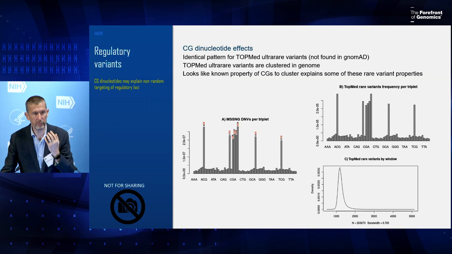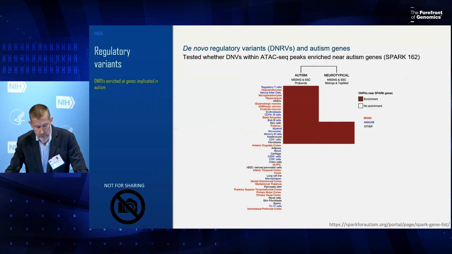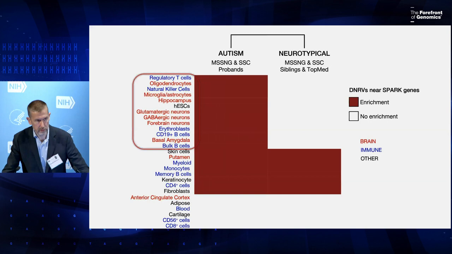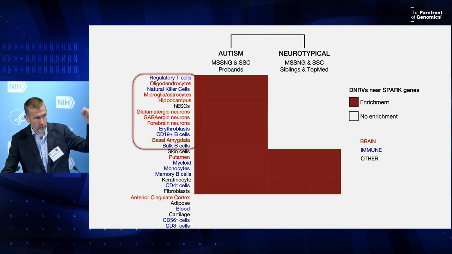So we then asked the question, when these events occur, what do the genes nearby look like? And there are about 162 genes that the SPARK folks have put together that say these are autism genes. And what we were able to focus in on were the ones where the cis-regulatory elements within 10 kb of the transcription start site with a de novo variant, what we are now calling de novo regulatory variants or DNRVs, were enriched in these 13 cell types here.